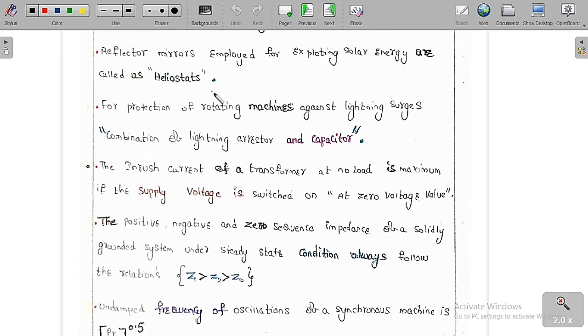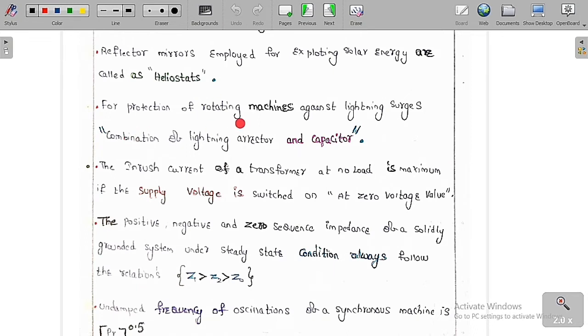Reflector mirrors employed for exploiting solar energy are called heliostats. Basically, to make use of solar energy we use reflector mirrors, because of this we can use the solar energy for a good purpose. Exploiting simply means using the solar energy for a good purpose, and the reflector mirrors employed for it are called heliostats.